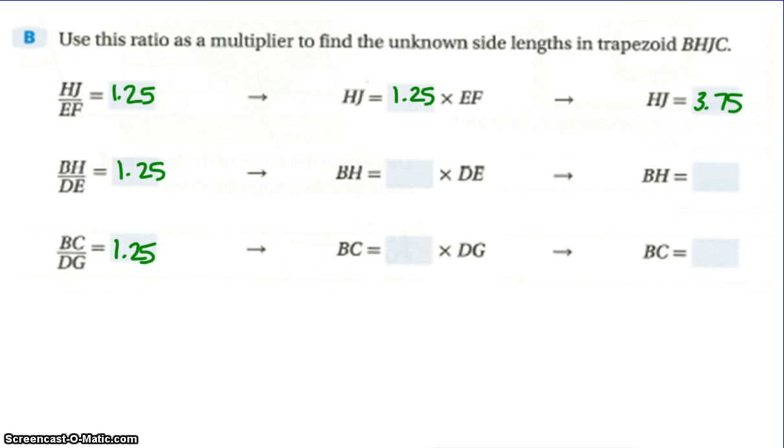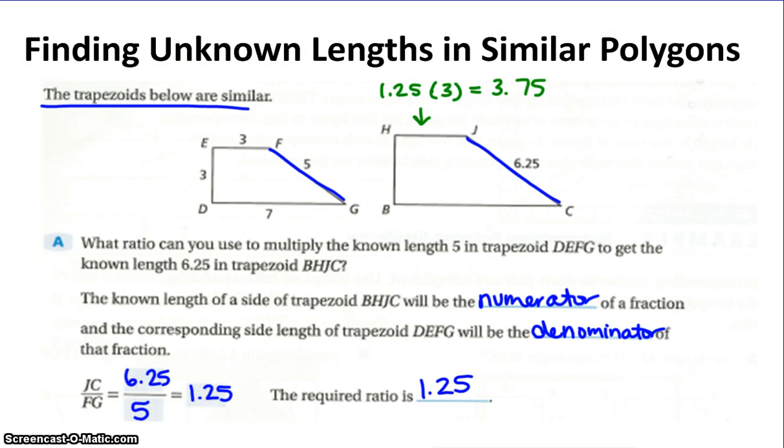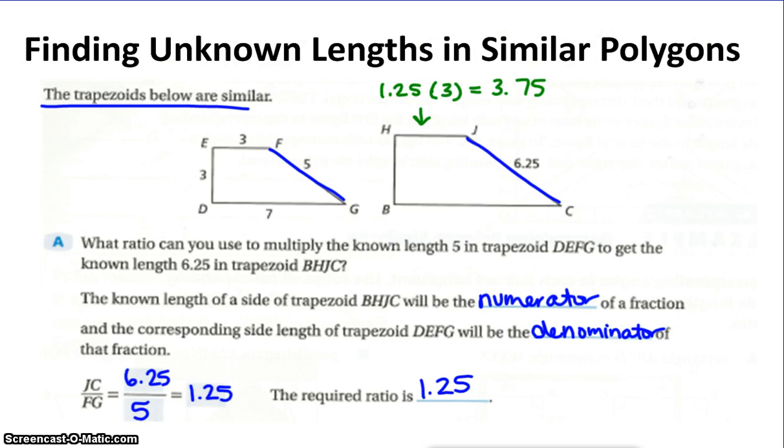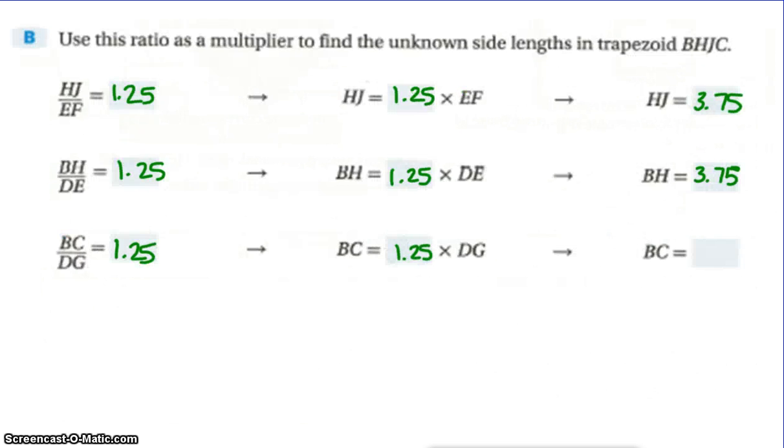Do you see how you're filling this out? Alright, BH must be 1.25 times DE. Well, if DE is 3, 1.25 times 3 is 3.75. And BC is 1.25 times DG. Well, DG is 7, so 1.25 times 7 will give me 8.75. There we go. So that's how you would find the missing sides.